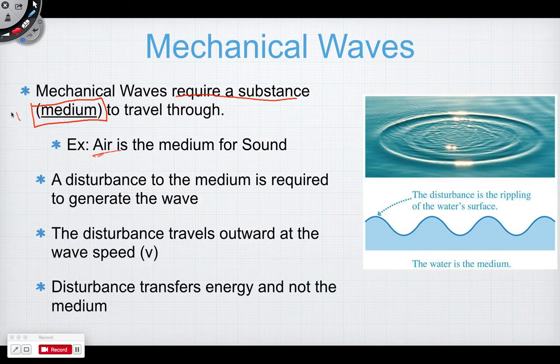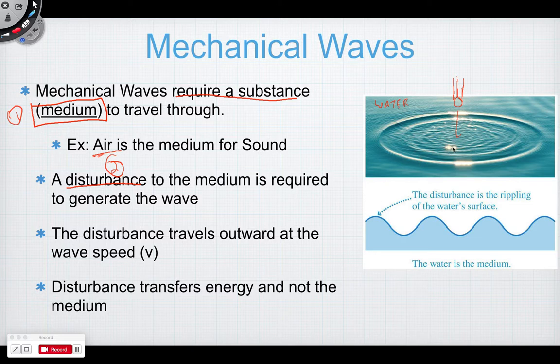Check, step one. Step two, you must have a disturbance, right? Something that is going to disturb the medium. So here I have water. Water is my medium. And then what probably came and disturbed it? Well, some kid came and threw a rock into the pond on a nice clear day, and it disturbed the medium.